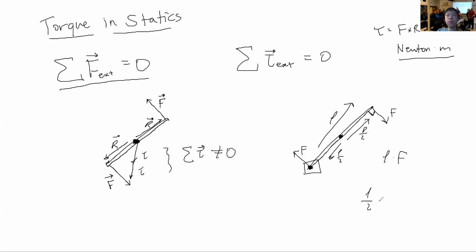So L over 2, so then the total torque you get is L over 2 F plus L over 2 F, and it's again equal to LF, which is not equal to 0, right? So it doesn't matter where you move your center of rotation, the torque on the object by whatever forces there are is going to be the same, right? So that means you can choose some more convenient points to be your centers of rotation when you're considering torque in a statics problem.